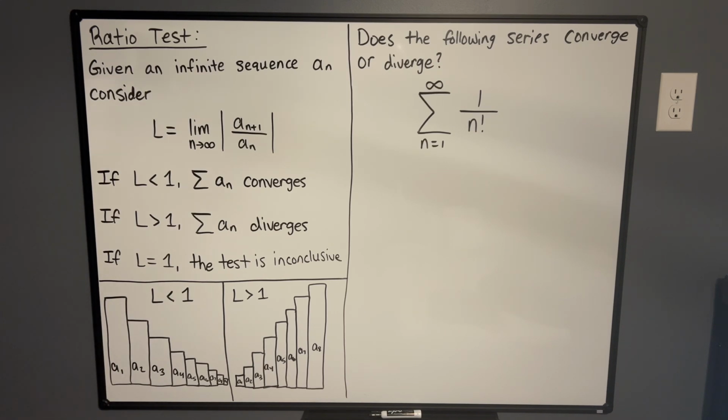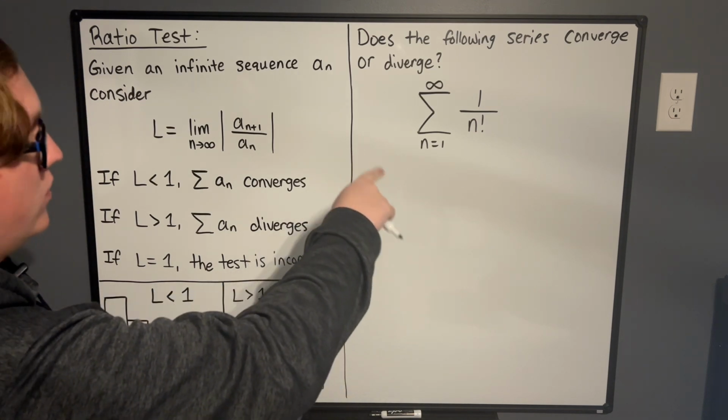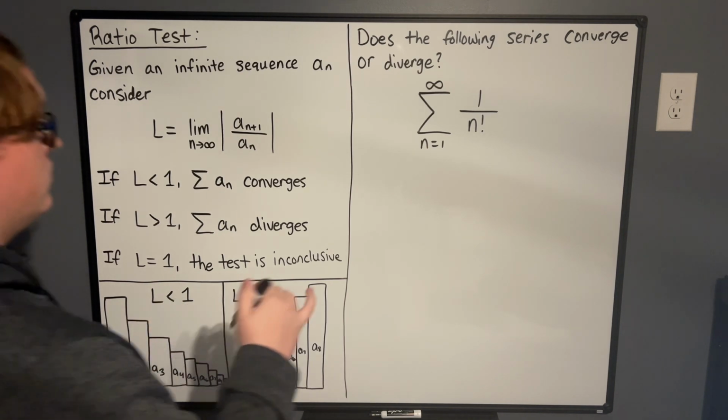The first series we want to test for convergence is the sum from n equals 1 to infinity of 1 over n factorial. The ratio test is very helpful for these factorials. When we have factorials in a series, your mind should almost immediately go to the ratio test because it's so helpful here. So let's look at the limit.